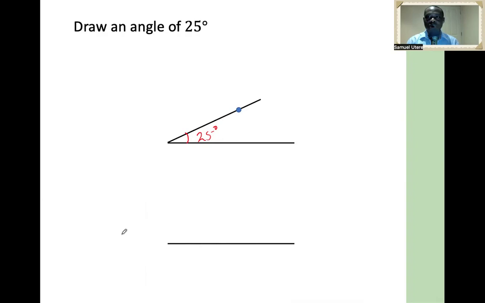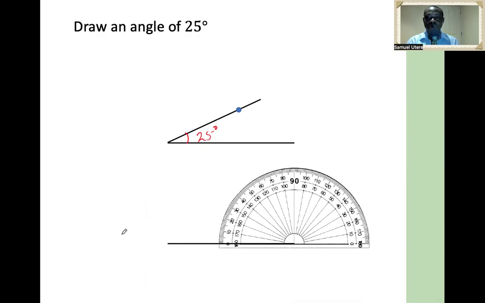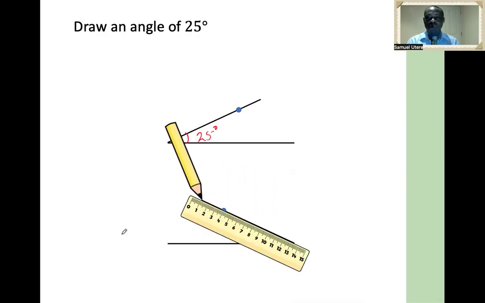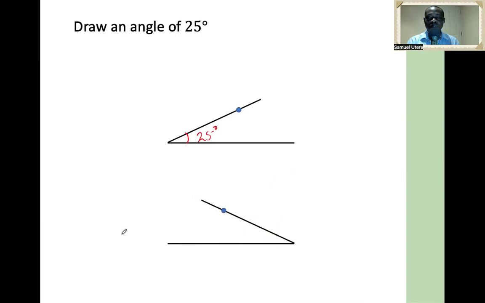But that is not the only way we could have done it. We could have measured from the right-hand side of the line. So we could position the crosshair of the protractor at the right end of the line and then use our outside scale. In this case, we would mark our point there and then use a ruler to join the right end of the line to the point that we marked for 25 degrees. And of course, do not forget to mark your angle like I have done above here.